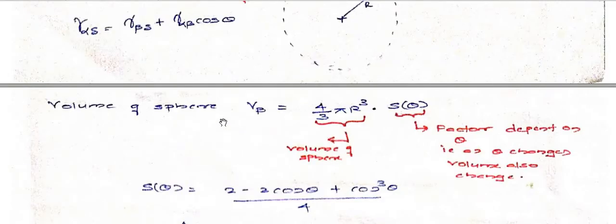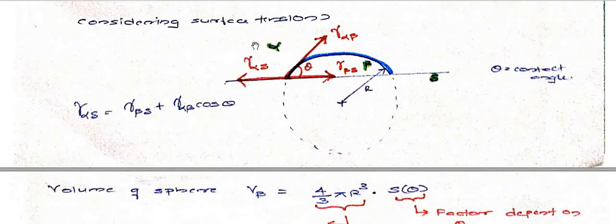Okay, so if we plot the value of S theta for various thetas, with theta ranging from 0 to 180, we will get the value like this. So S theta is a factor that varies like this. For all the thetas ranging from 0 to 180, we will get the value from this curve.